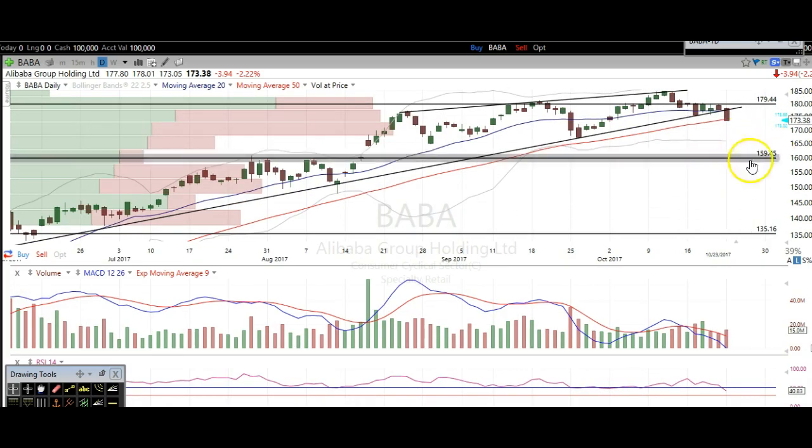Target would be about 160, and that's based off of this previous support. You can see that right there before we eventually broke over that. So that'd be that support level that could definitely bounce from right around 160.